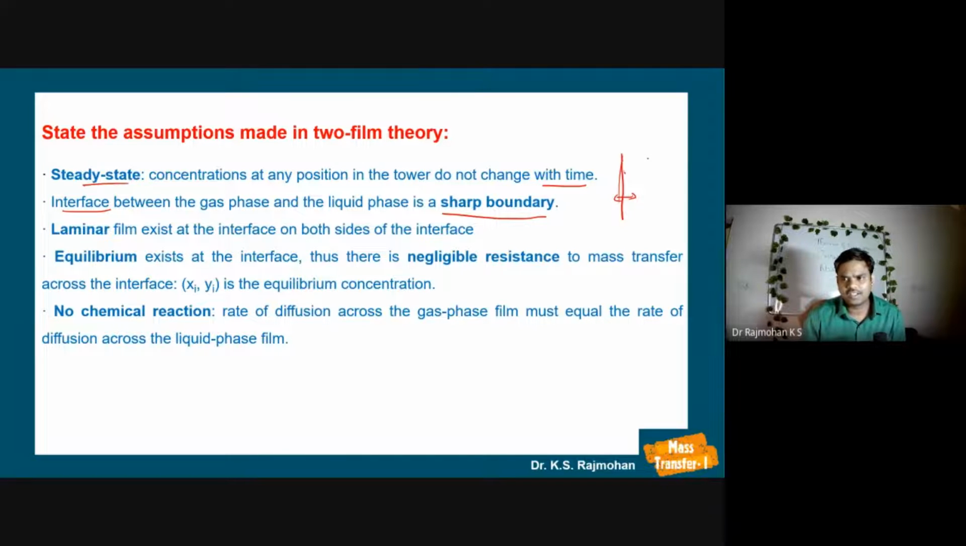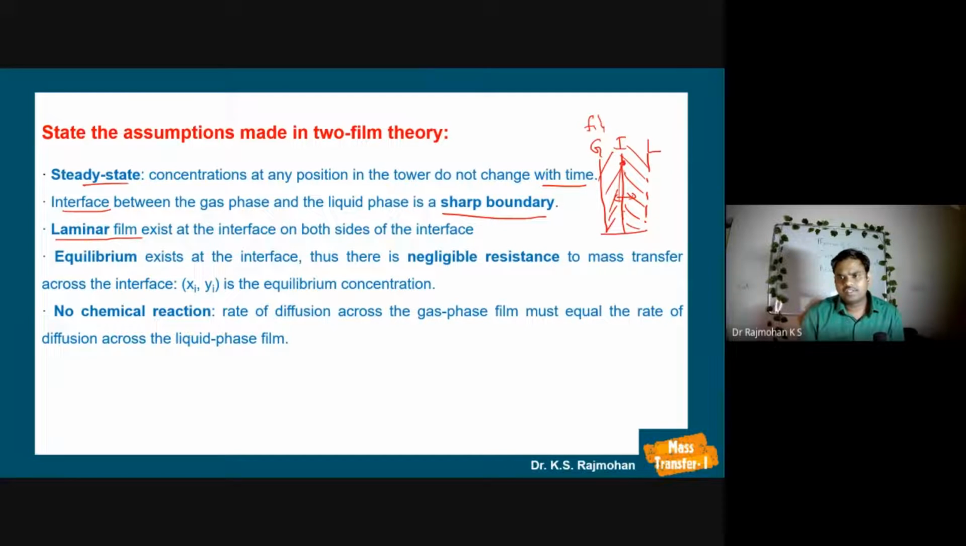And we consider that a thin laminar film exists at the interface on both sides. That is what we have seen at interface I. So you have a gas film on this side and a liquid film on that side.